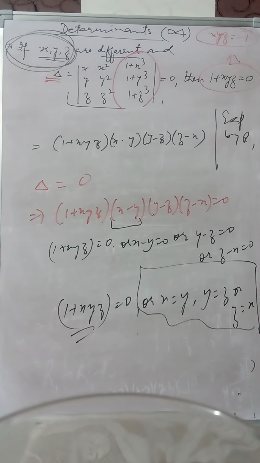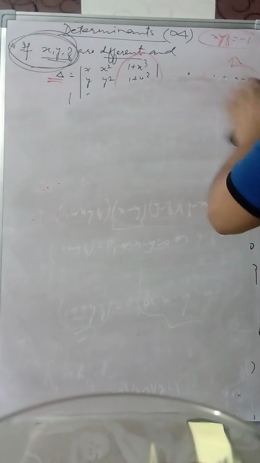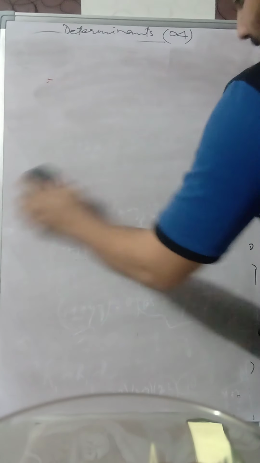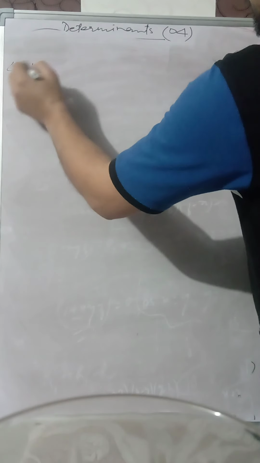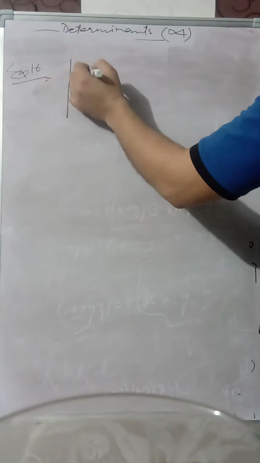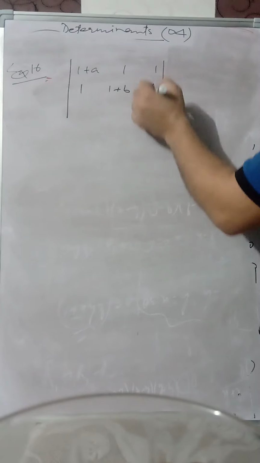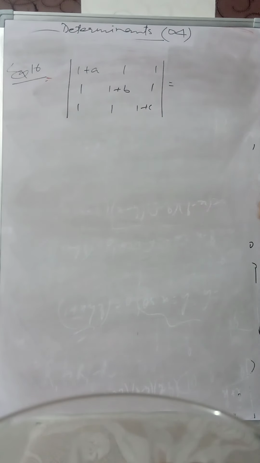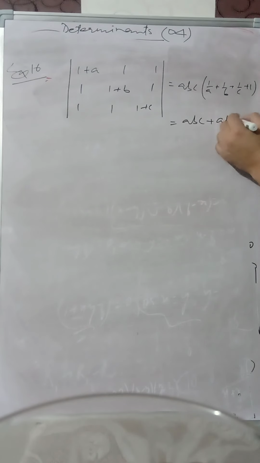Then there is another important question that has been there in exams so many number of times. These are solved examples of your textbook actually. It's still very important from the point of view of examination. The question is example 16, and this is determinant 1 plus a, 1, 1, then 1, 1 plus b, 1, then 1, 1, 1 plus c. Show that this is equal to abc, then this is (1 by a plus 1 by b plus 1 by c plus 1), and also equal to abc plus ab plus bc plus ca.